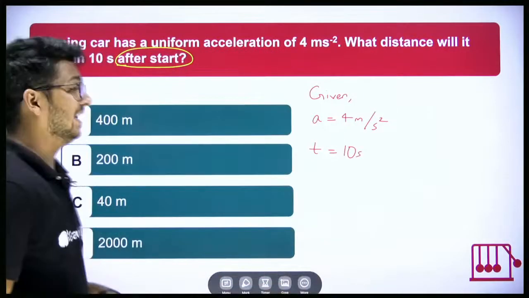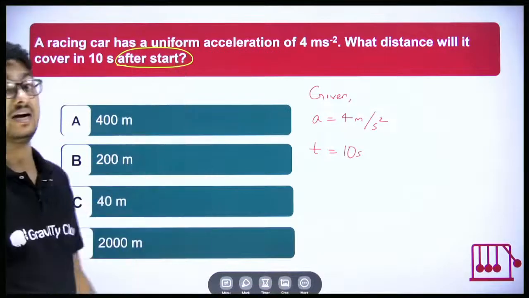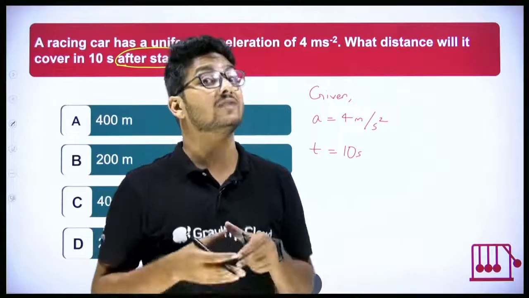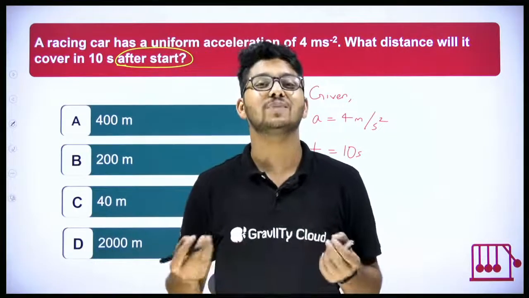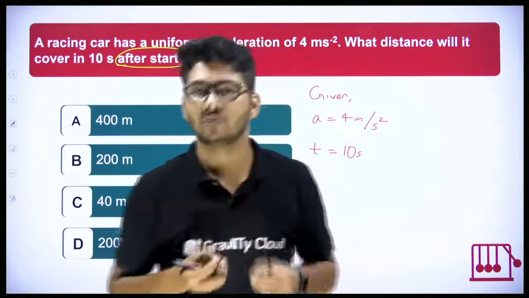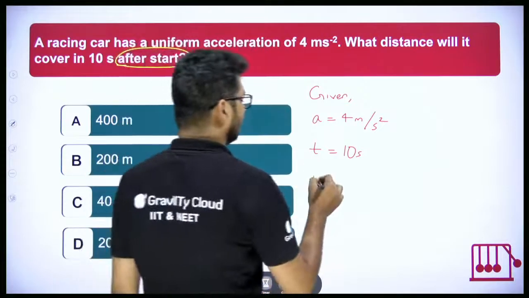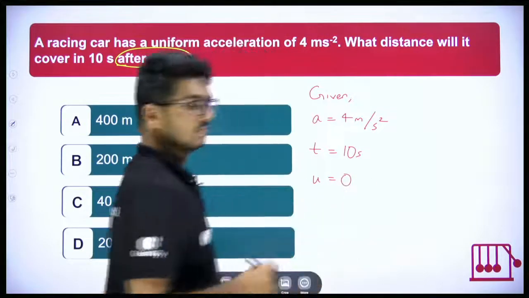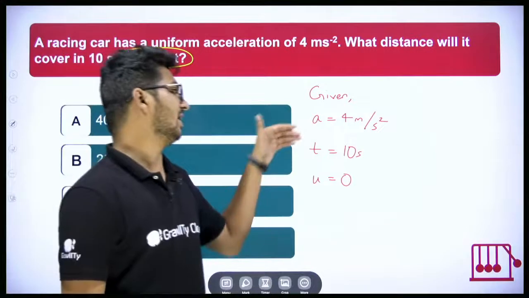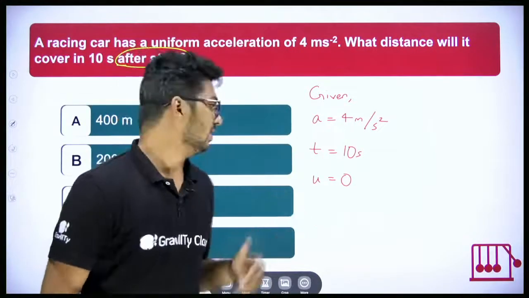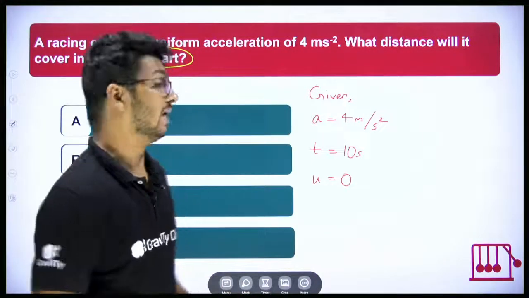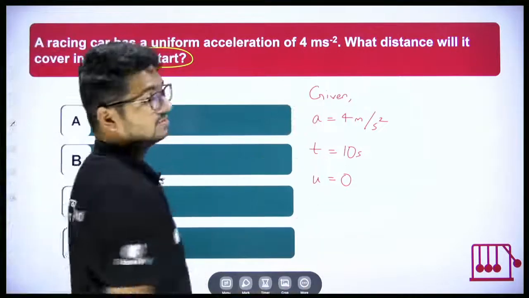And they are saying that after start, at the beginning, at the starting of the race, what will the speed of the car be? 0. Right, so U is equal to 0. So you have three quantities: acceleration, time and initial velocity. What we have to find out is what distance.